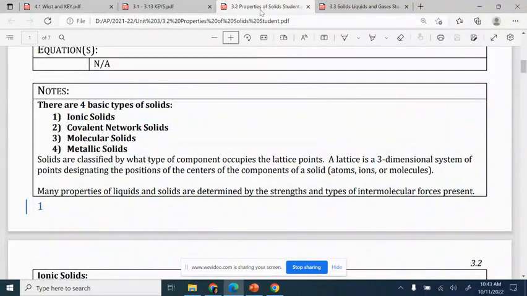So the difference between a solid, liquid, and a gas of the same molecules is how strong the intermolecular forces are. The strongest intermolecular forces will result in a solid. Weaker intermolecular forces will be a liquid. And then no intermolecular forces, or very few, will be a gas.